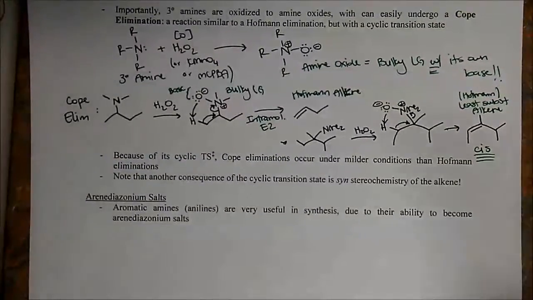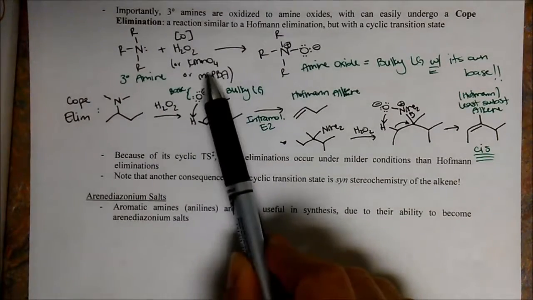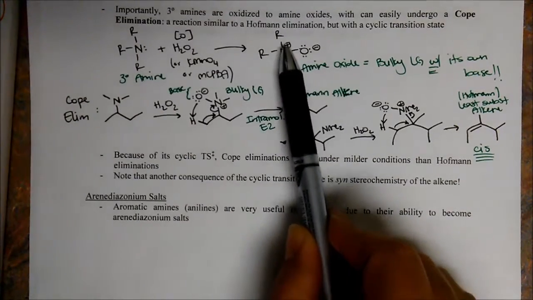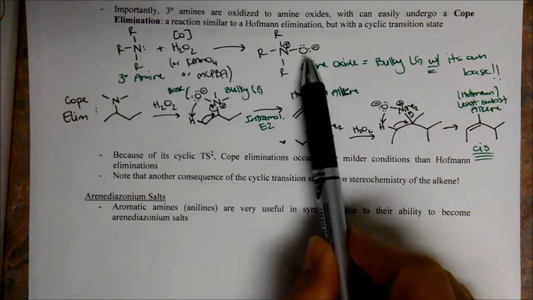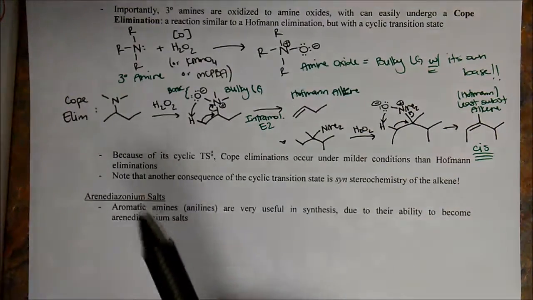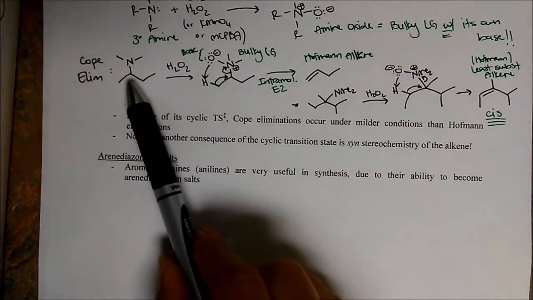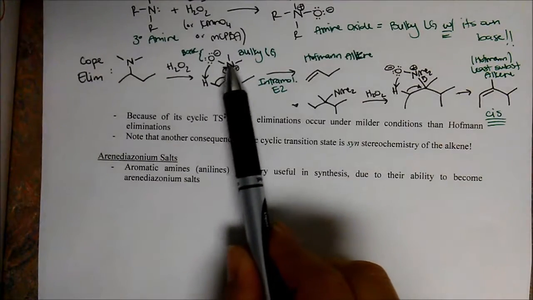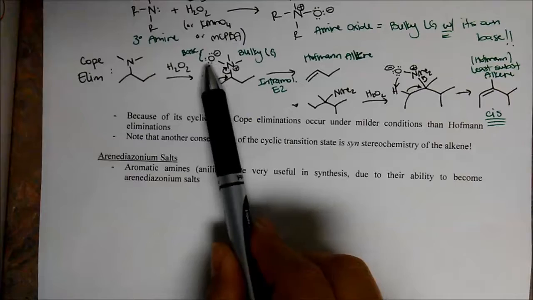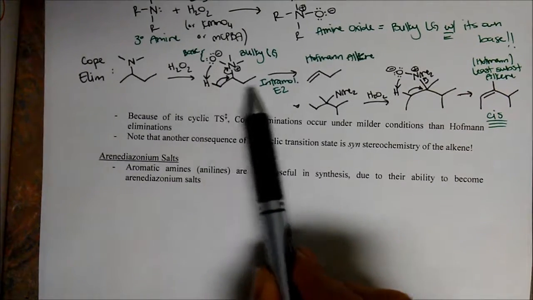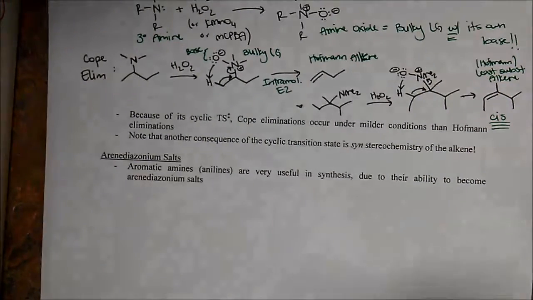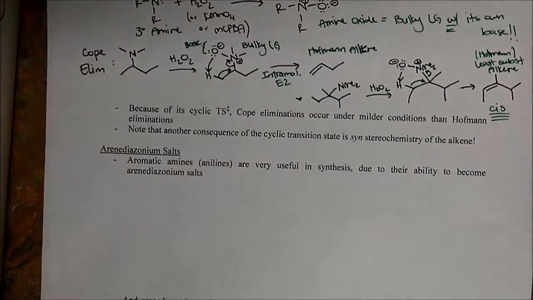What's cool is if you take a tertiary amine and oxidize it, you get an amine oxide, which is a nice bulky amine with its own base. So if you do this on a tertiary amine on a substrate, again you oxidize it, it has this bulky leaving group with its own base, and it does this really cool intramolecular E2. That's called the Cope elimination. So that was the last topic we got to.